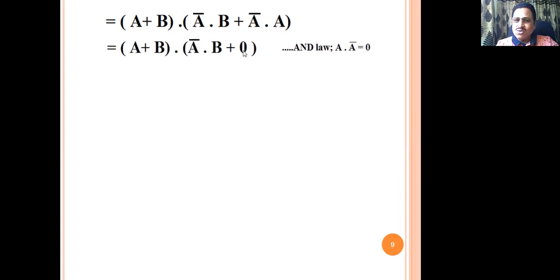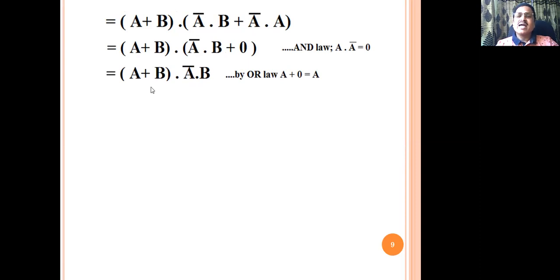Now here, ANDing of a number with its complement is always equal to 0 by the AND law. So replace this term by 0. The remaining part will be as it is. Now ORing of a number with 0 will be the same number. So remove the 0 here, just keep the A bar and B.